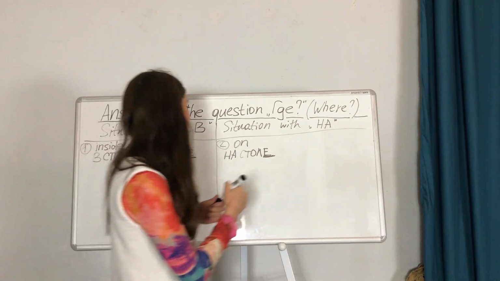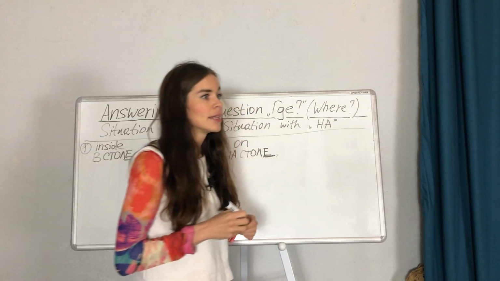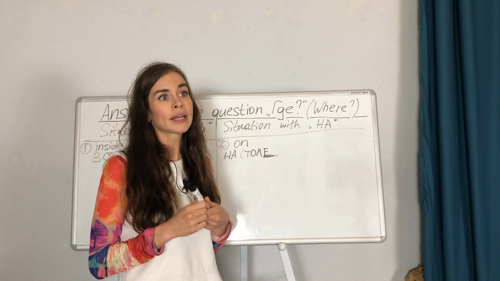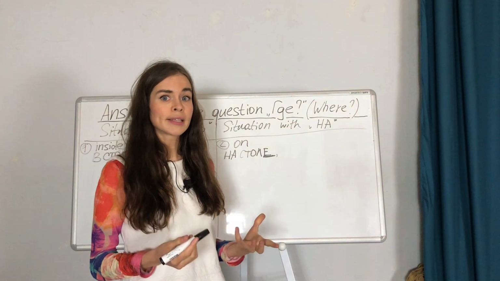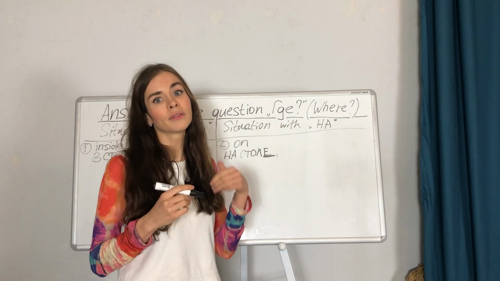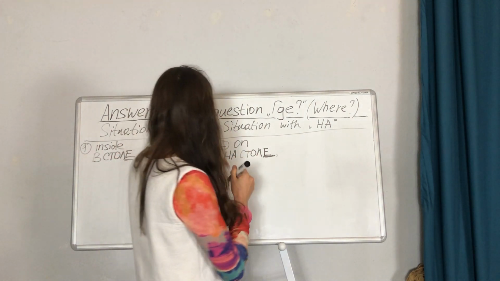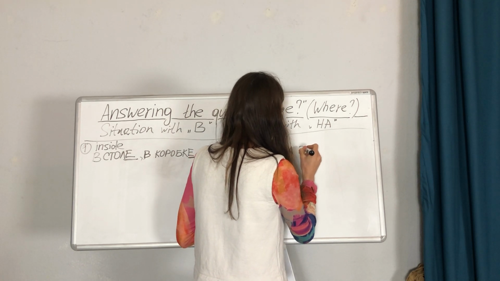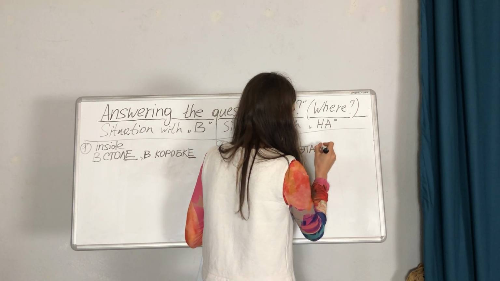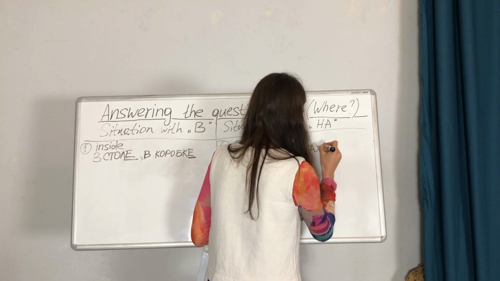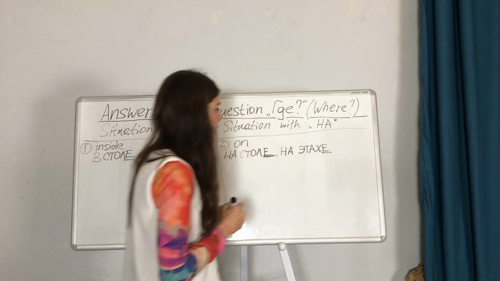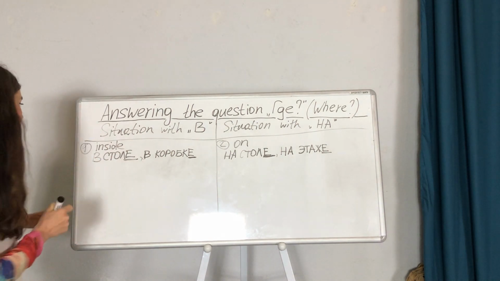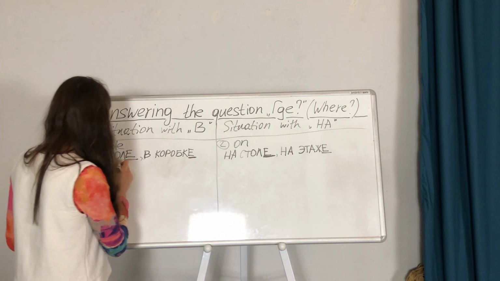And на, let's say, на этаже. Этаж is a floor. Я живу на пятом этаже, I live on the fifth floor. So this should be clear: inside, в; on, на. It's the first situation.